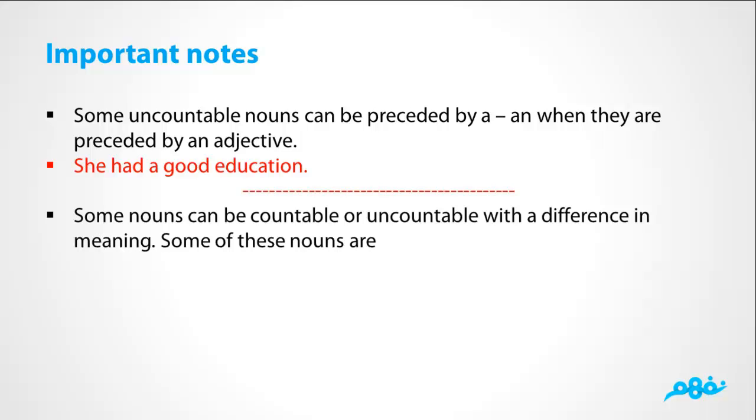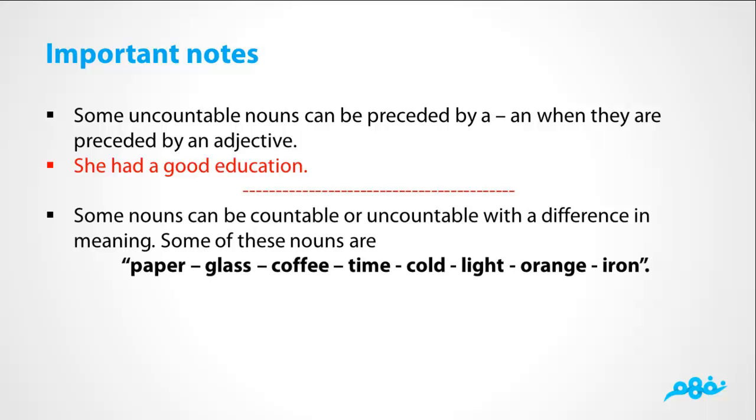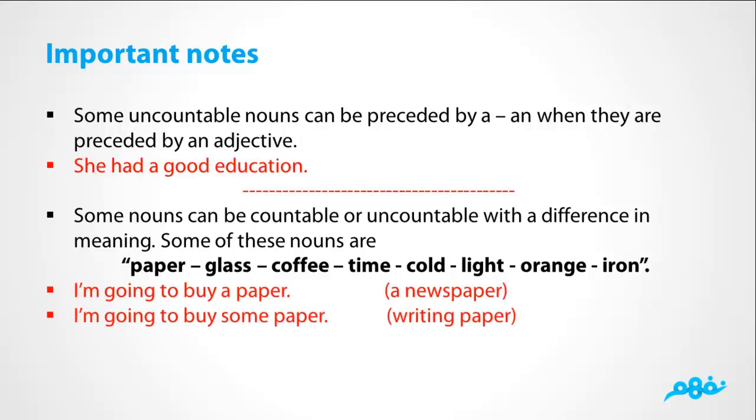Some nouns can be countable or uncountable with a difference in meaning. Some of these nouns are paper, glass, coffee, time, cold, light, orange, iron. I'm going to buy a paper. I'm going to buy some paper.